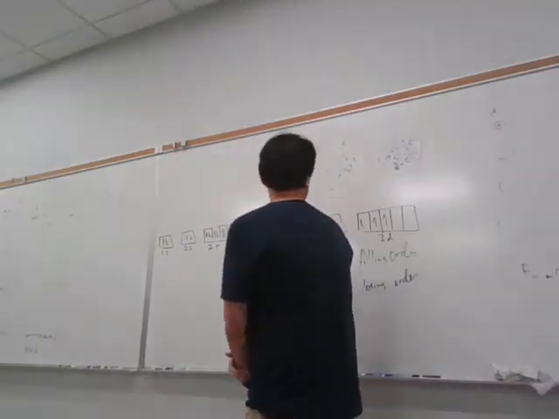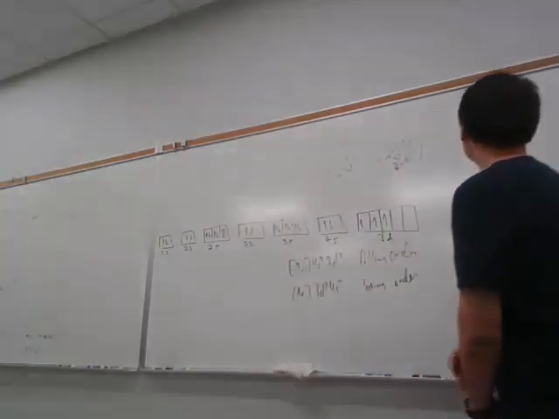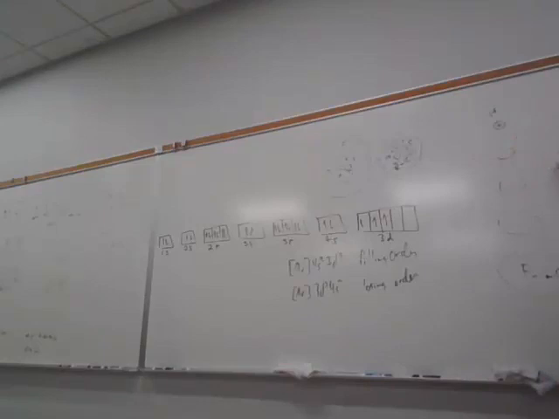All right, so what we'll do is, first we learn the patterns, the trends. And so the trend is the size decreases as we go left to right, and so the radius decreases. And the size increases as we go from the top down. Why does the size decrease?